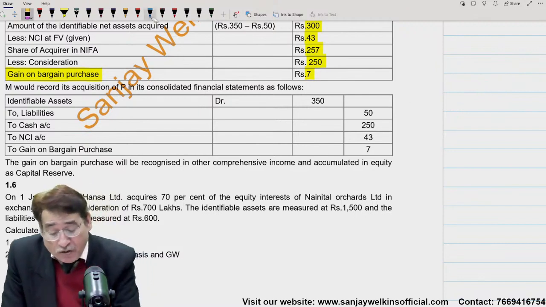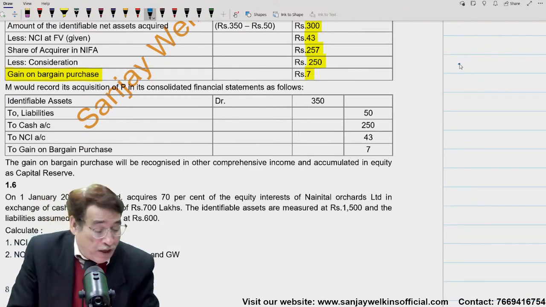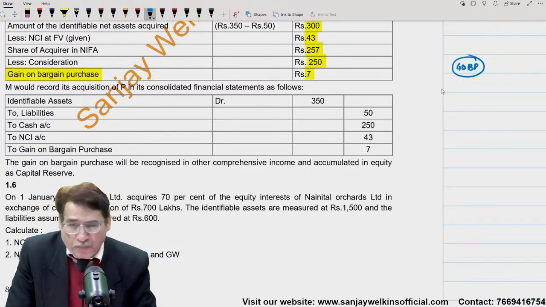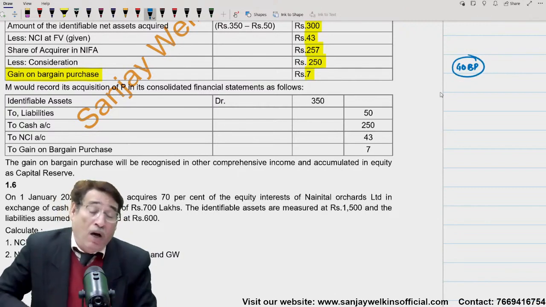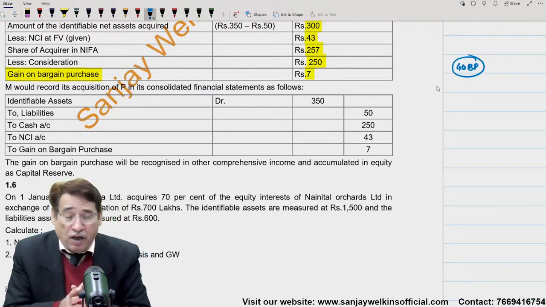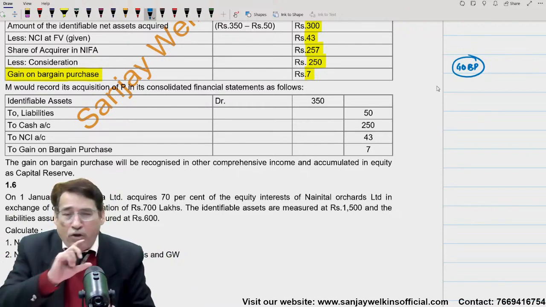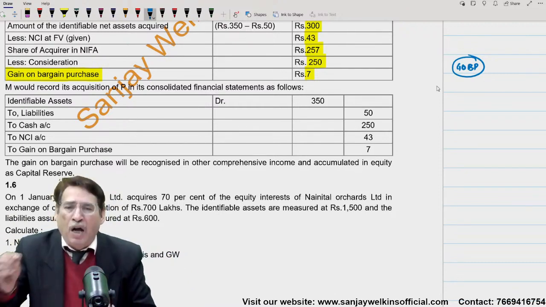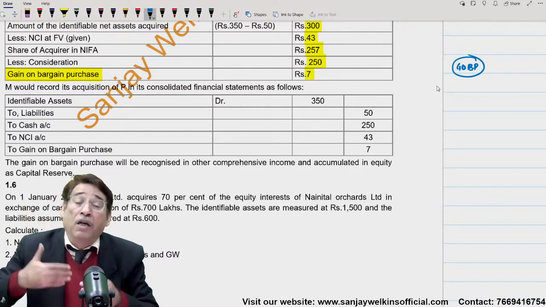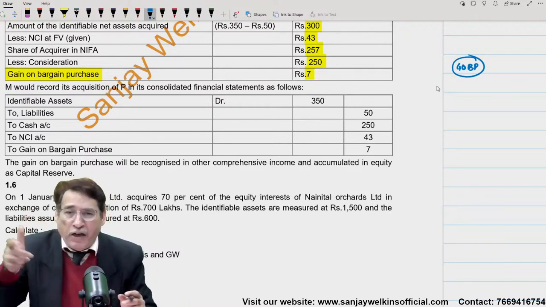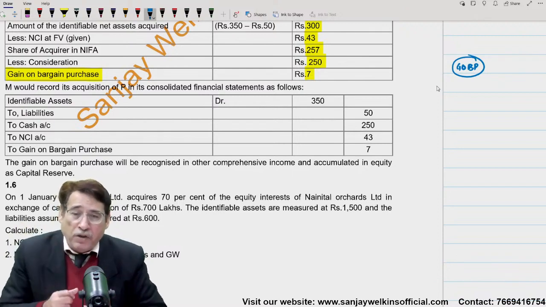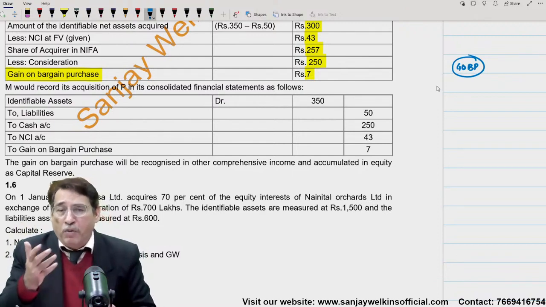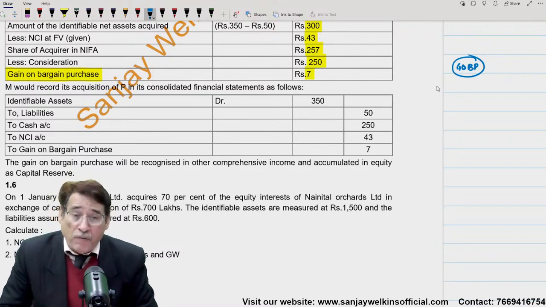Now you may say, sir, if there is no concept of gain on bargain purchase, why is Ind AS 103 talking about gain on purchase? This is the most relevant and pertinent question. I told you first that in reality, under normal circumstances, gain on bargain purchase can never arise. However, under rare circumstances, it could arise. Now I am redefining my words: under rare circumstances, gain on bargain purchase arises. As a professional student, you need to know what those circumstances are.